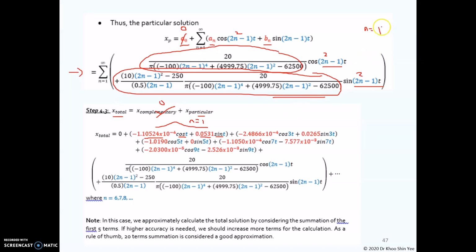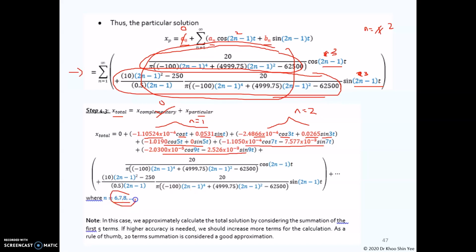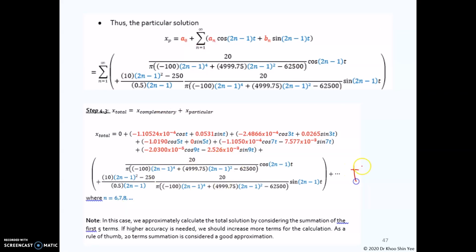You can repeat the same procedure by substituting n equal to 2. Then 2 multiply 2, you obtain 4, 4 minus 1, you obtain 3. So this will give you 3 as well. So you have cos 3t, sine 3t here, which is these two terms. And if you compute the coefficient here, you obtain these two things. So this is when you compute the n equal to 2. And you can continue with n equal to 3 to obtain this, n equal to 4, n equal to 5, and n equal to 6 and so on by using this formula. So this is your final answer.